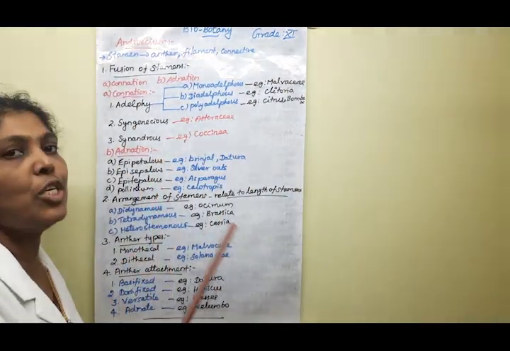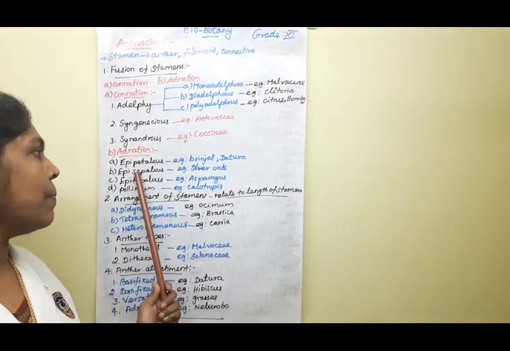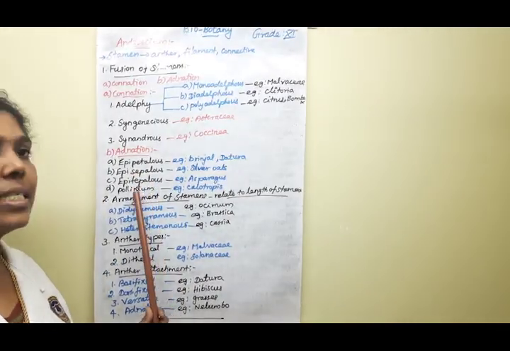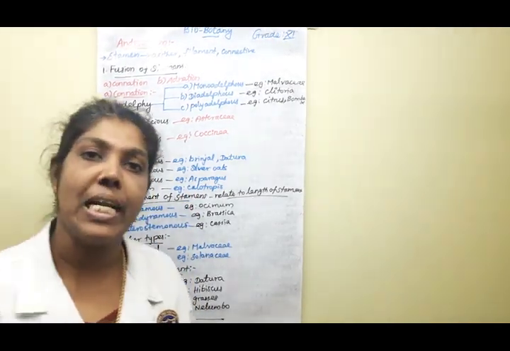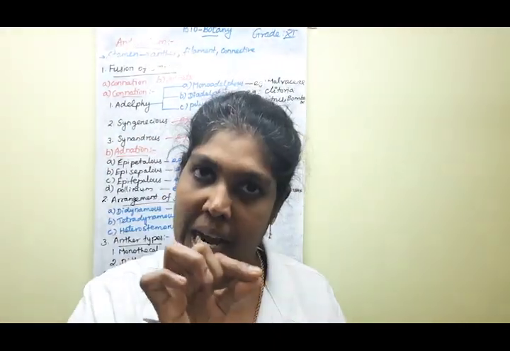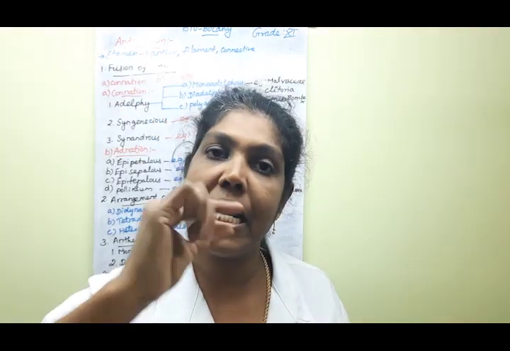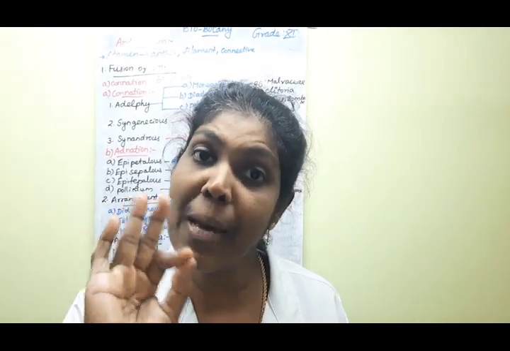Next one. This adnation also comes under four types, children: epipetalous, episepalous, epitepalous and pollinium. Clear? Let us go one by one. Epipetalous, we know that the stamens are attaching to the petals region. That is known as epipetalous. You know the petal, isn't it? The stamens are attaching to that region. Then episepalous: the stamens are attaching to the sepal region. That is known as episepalous. Clear?